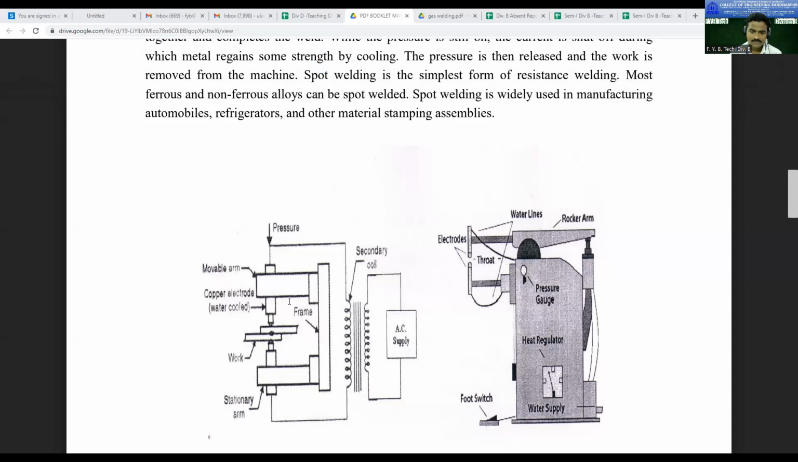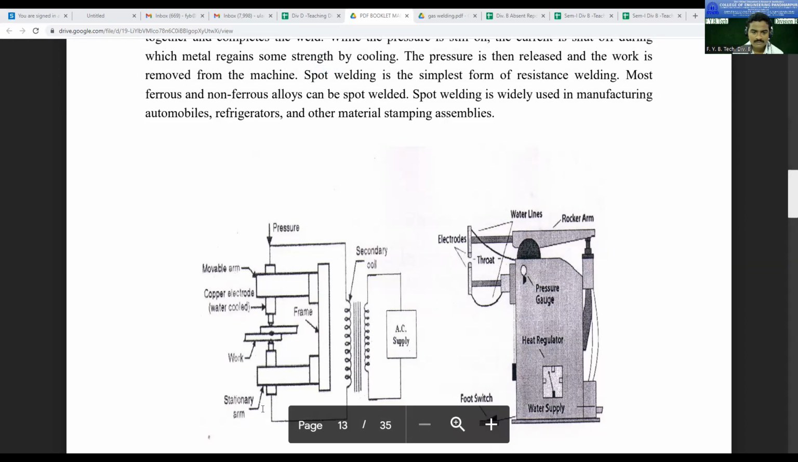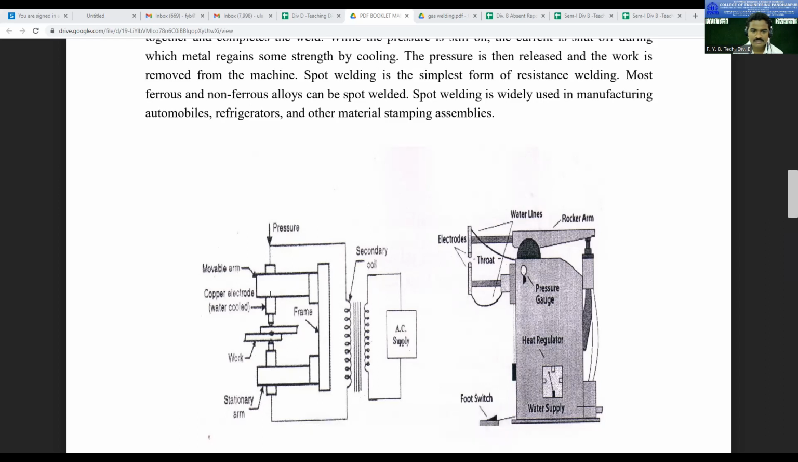Okay, so if you see the construction details, there's a transformer. It supplies the AC current. Then windings are there. Then there are electrodes present here. Okay. Then in between are the workpieces that we want to join together.